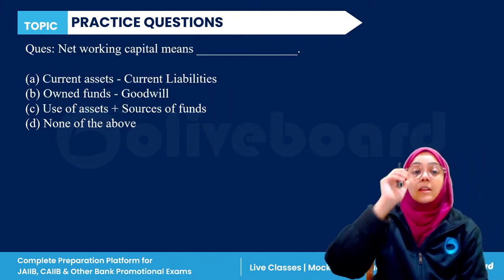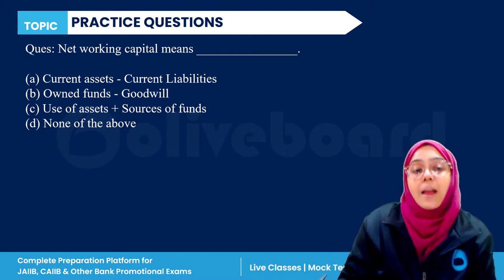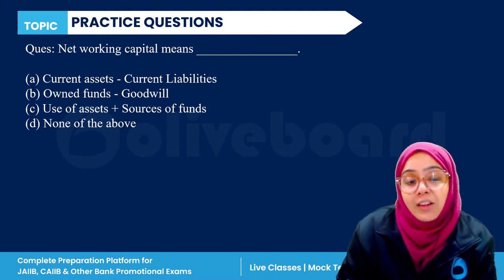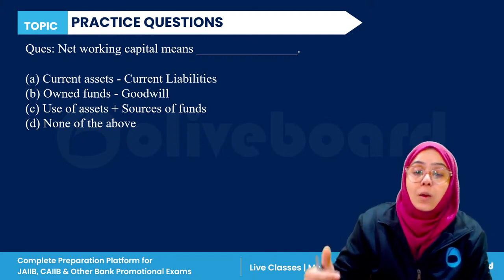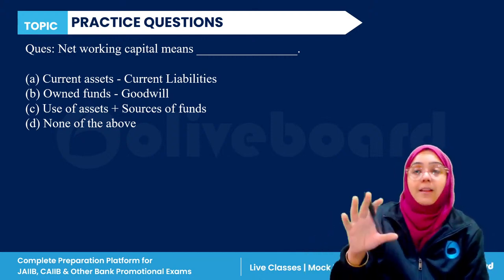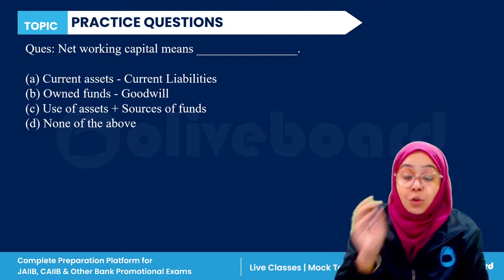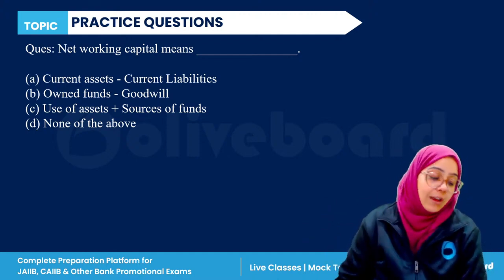Next question. Net working capital means what? Current assets minus current liabilities, owned fund minus goodwill, use of asset plus sources of fund, or none of the above. Working capital is actually the capital which is utilized for day to day business, right? So, the formula of net working capital is what, everyone?